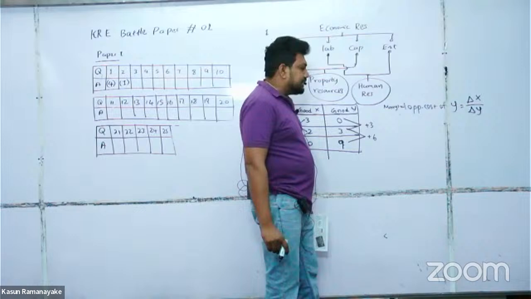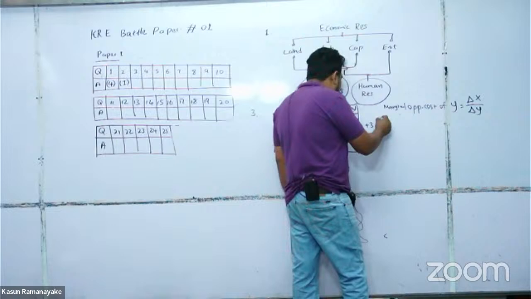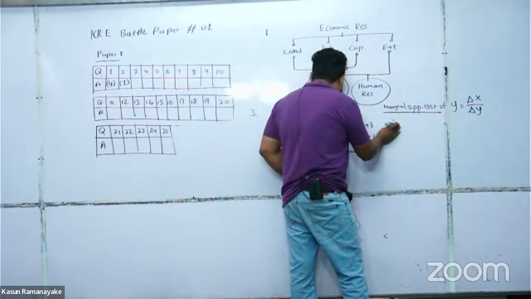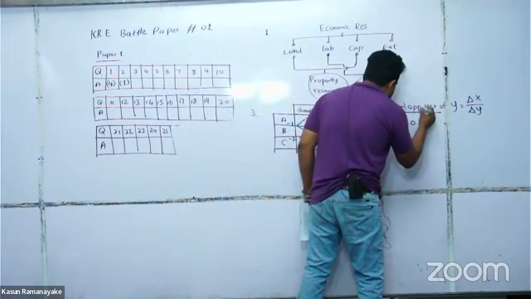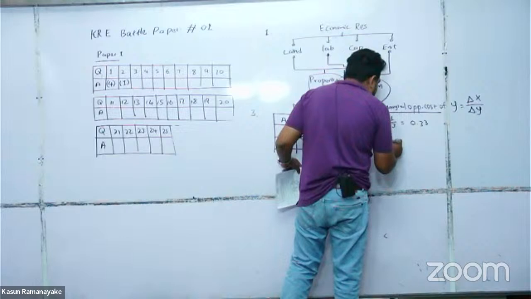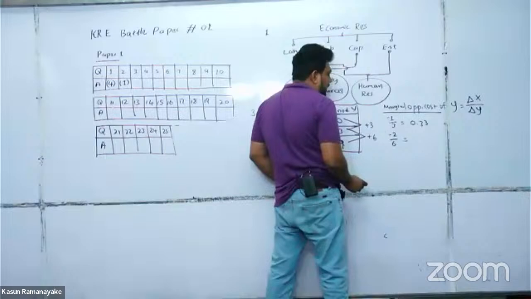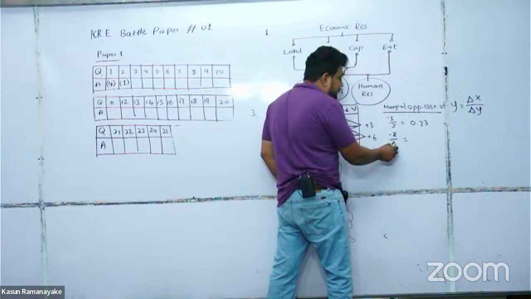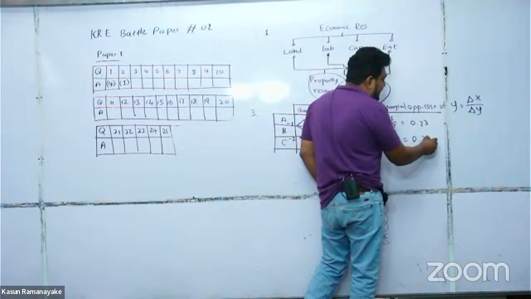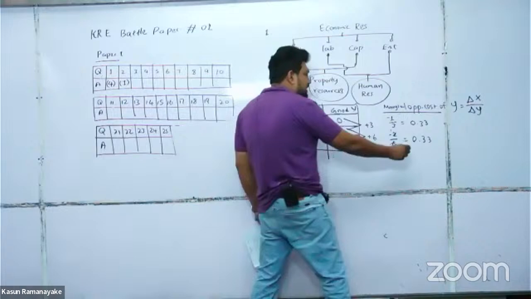Look at it. Then you can take the answer like this. Moving from A to B, we are sacrificing 1 in order to produce 3. That means 0.33 recurrent. Moving from B to C, in order to produce 6, sacrificing 2, what is the answer? 2 divided by 3, these two cancel. This is 1 and this is 3. 1 divided by 3 again, 0.333333 recurrent. Clear? Marginal opportunity cost is the same, equal.